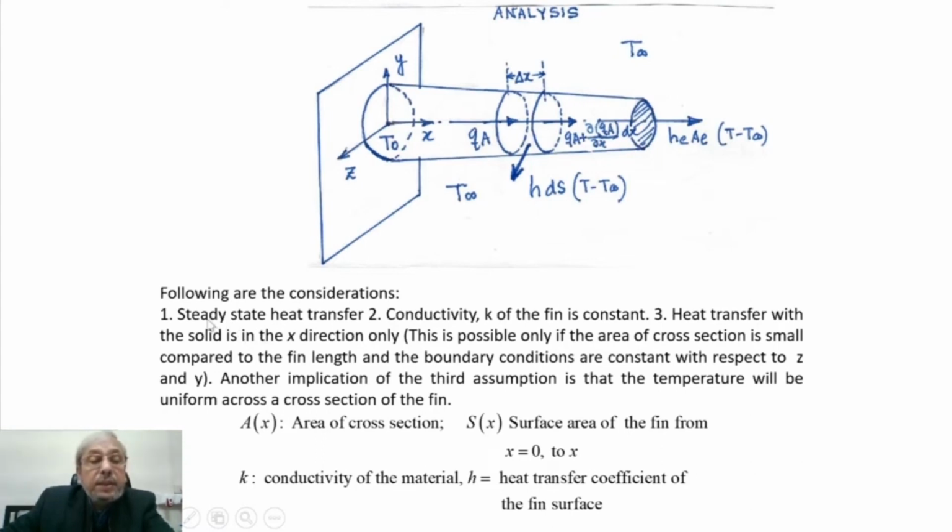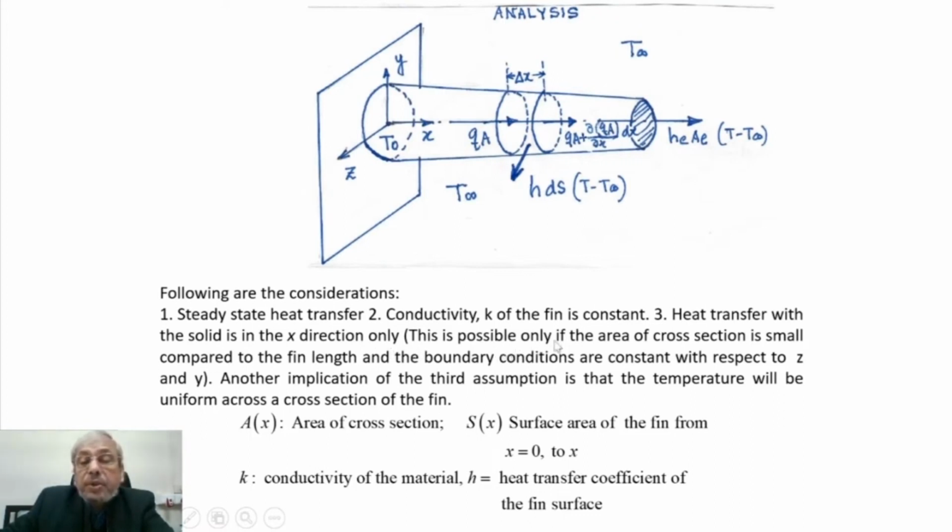So what we will consider is steady state heat transfer. Conductivity k of the fin is constant. Heat transfer is within the solid in the x direction only. There is a small printing mistake. This will be within the solid in the x direction only.